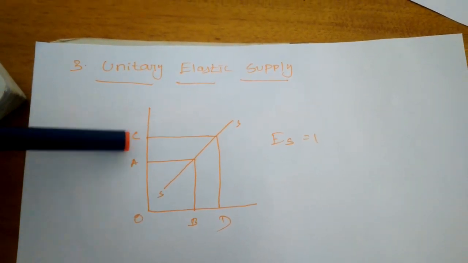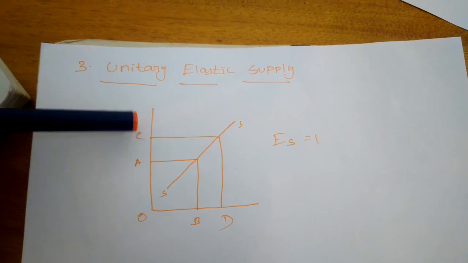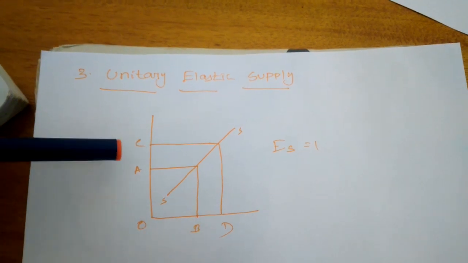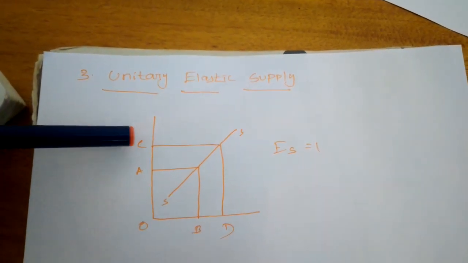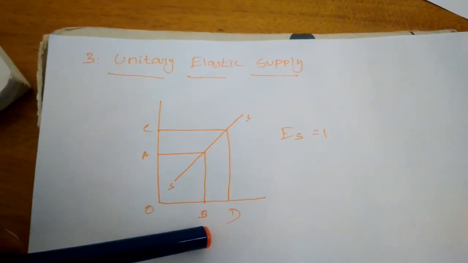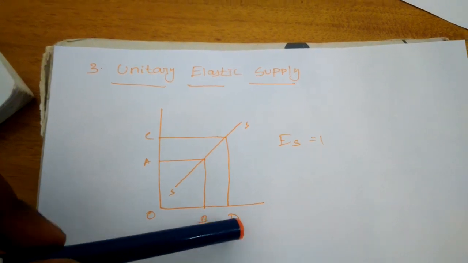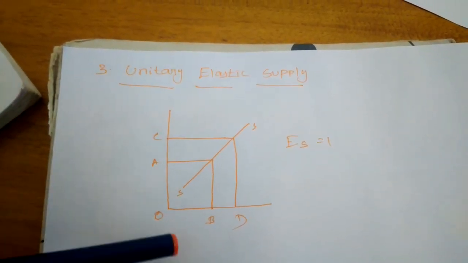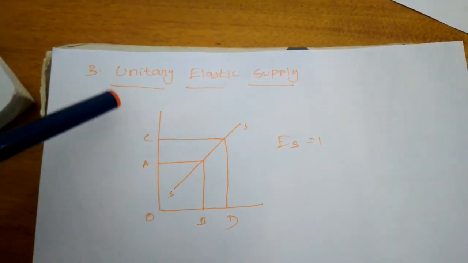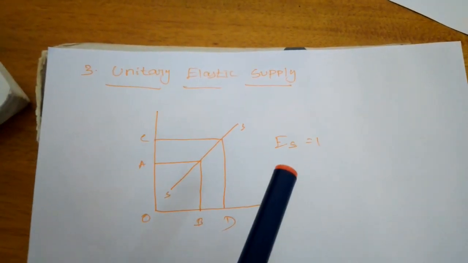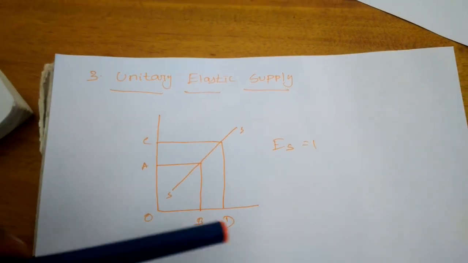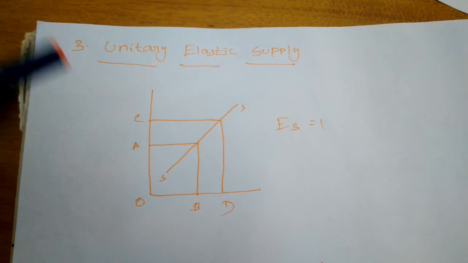Here the difference between points A and C is 1%. Like that, between points B and D is also 1%. If the price of the commodity is increased 1% from A to C, the supply of the commodity will also increase 1% from B to D. So the price and the supply change by the same proportion. So it is said to be the unitary elastic supply. The elasticity of supply will be equal to 1.